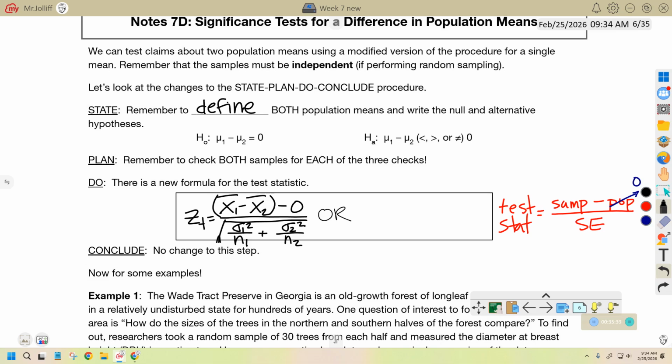If it is a t-test, it is the same thing, except I no longer have sigma, I replace it with Sx. Everything else looks the same. So it could be a t-test, in which case x bar 1 minus x bar 2 minus 0 over the square root of sx1 squared over n1 plus sx2 squared over n2.